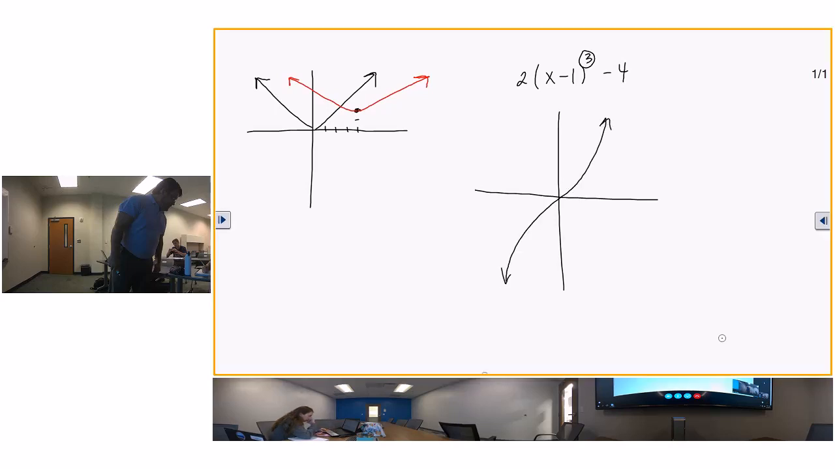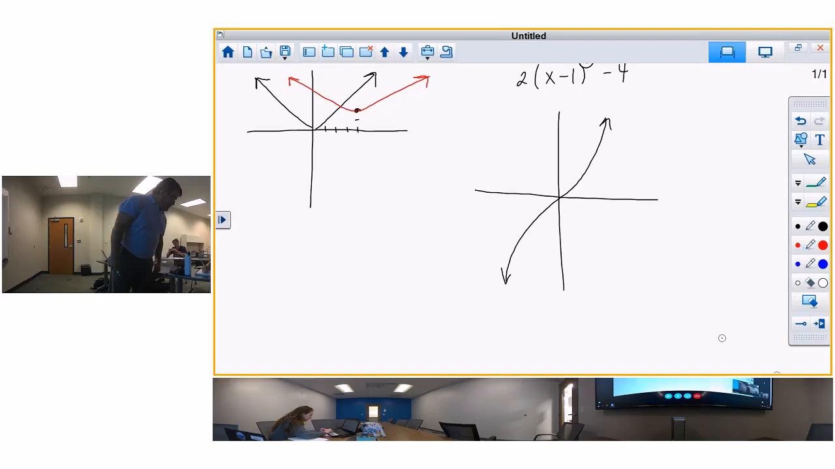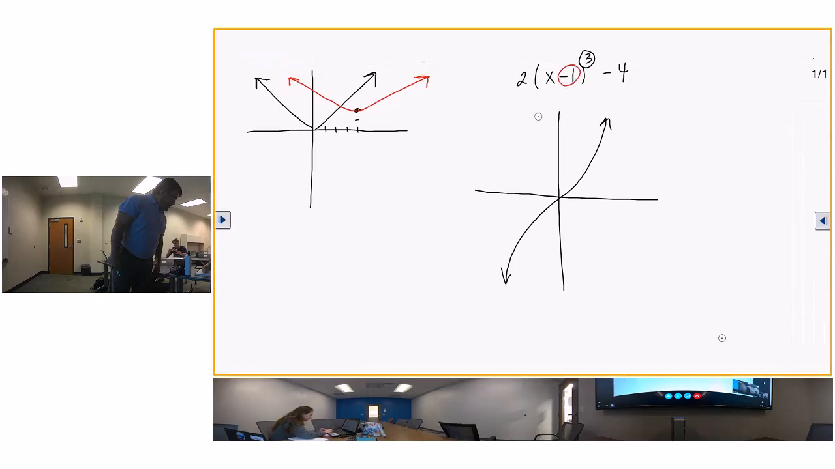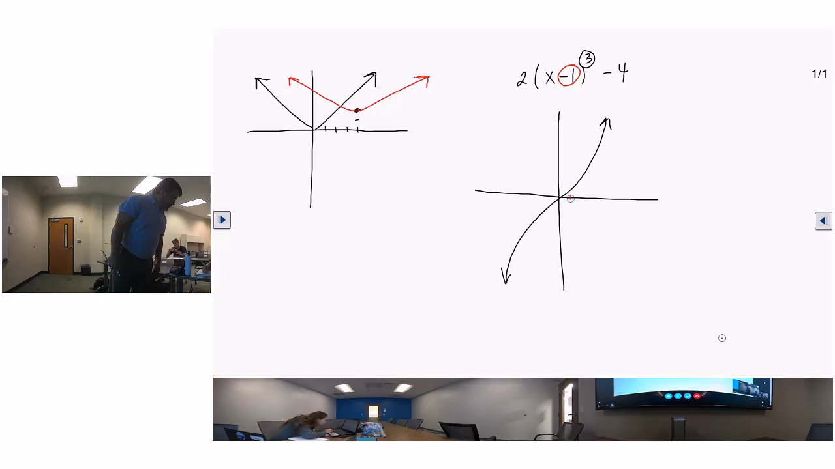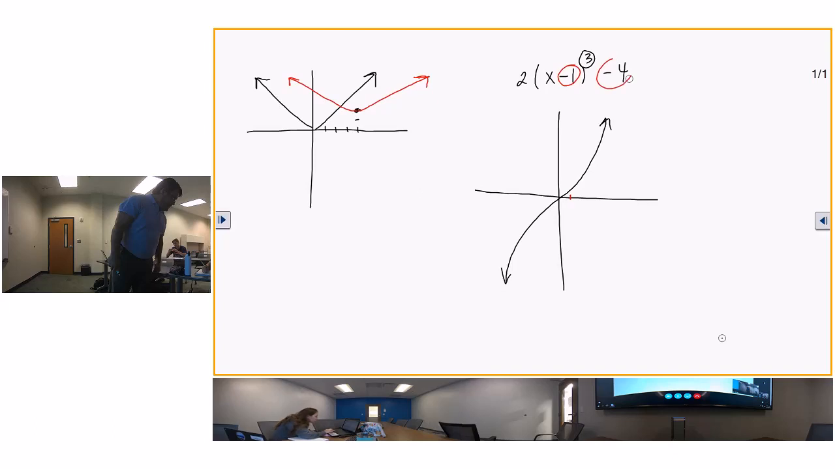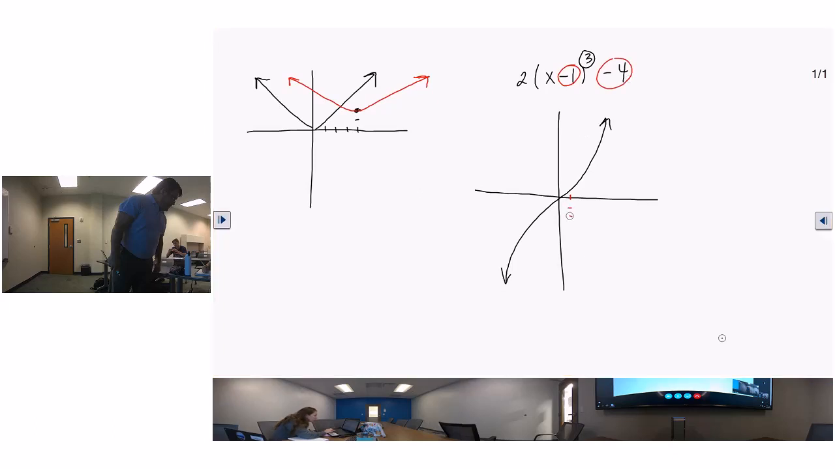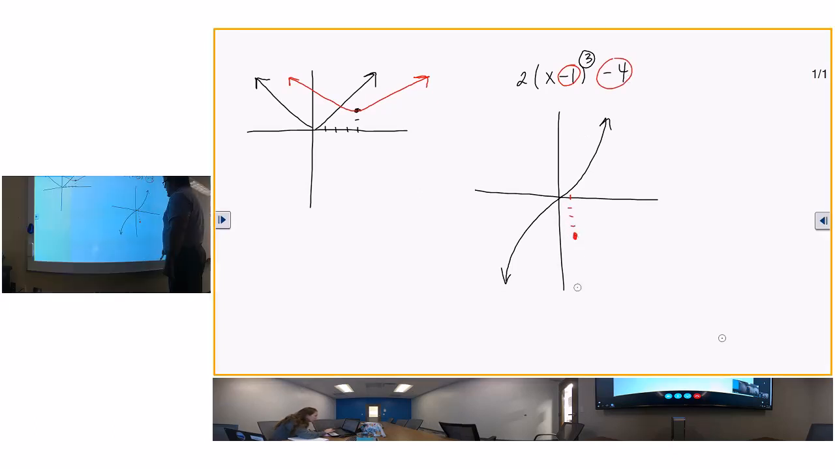Now we're going to put in our vertical and horizontal shift. We've got a horizontal shift of 1 to the right and a vertical shift of what? 1, 2, 3, 4. Now what does this 2 mean? It means compression along the x-axis and stretching along the y-axis. So that's going to make it what? Skinnier.